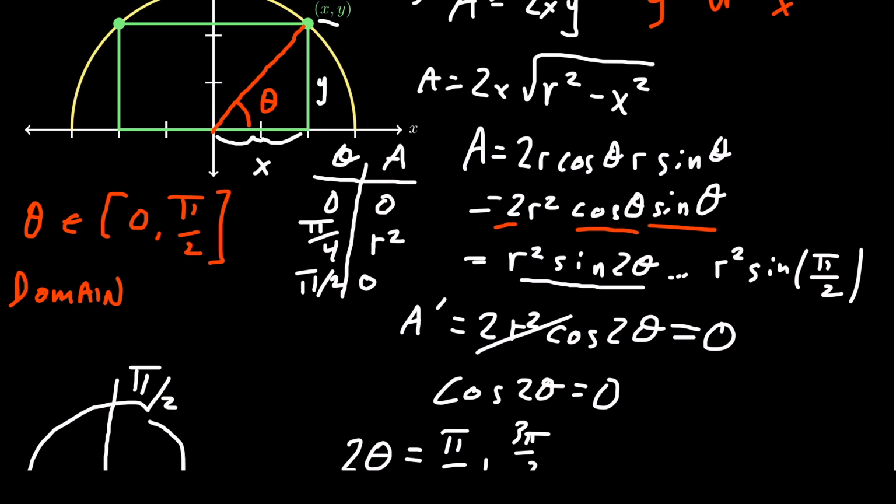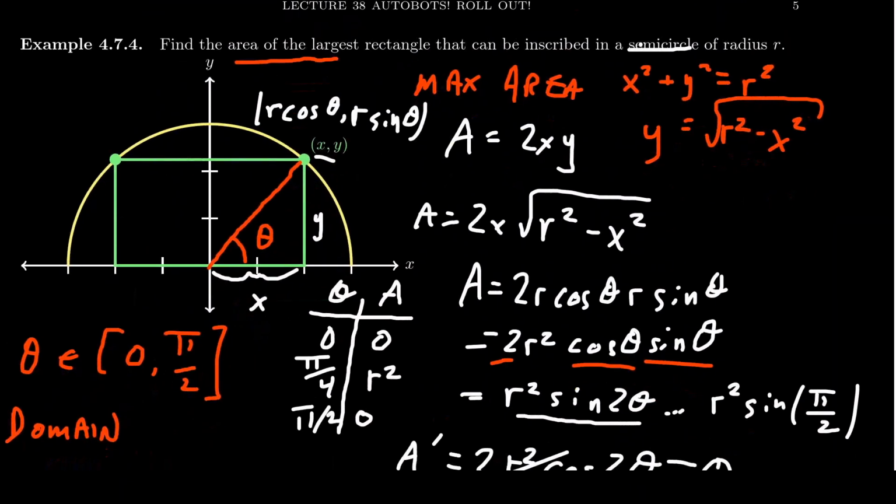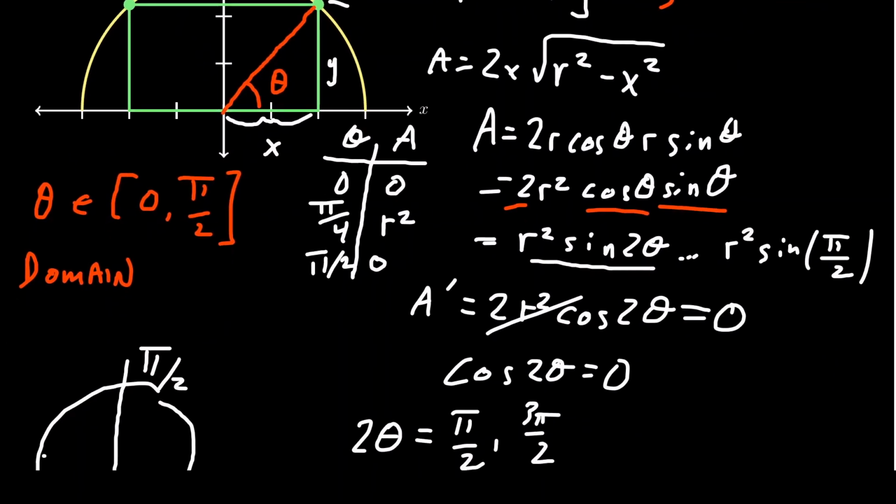Great. Now, what did the question ask? Did it want to know the optimal area, or did it want to know the dimensions? Find the area of the rectangle. Okay, so the optimal area is going to be r squared. And it's obtained when the angle is pi fourths.